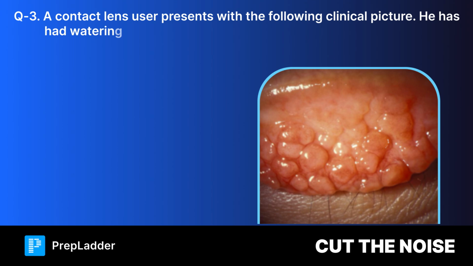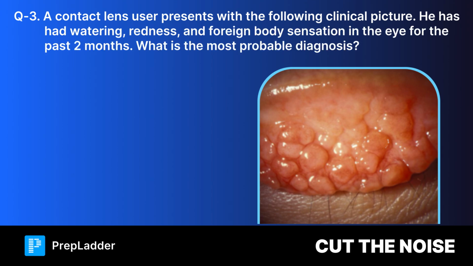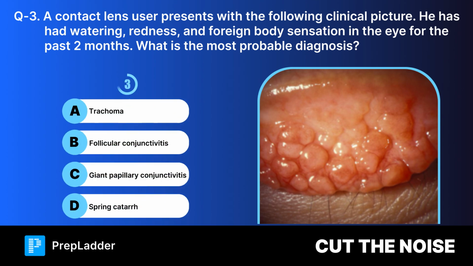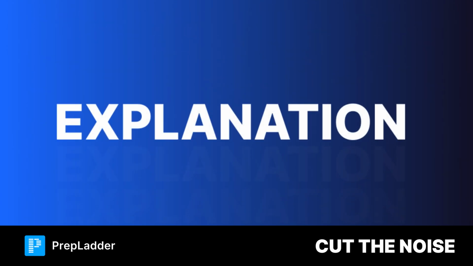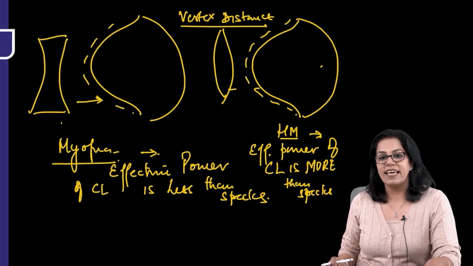Question number 3. A contact lens user presents with the following clinical picture. He has had watering, redness, and foreign body sensation in the eye for the past 2 months. What is the most probable diagnosis? Your options are. And the correct answer is giant papillary conjunctivitis. Here's the explanation. Overwearing of lenses can also lead to this. This was also recently asked.